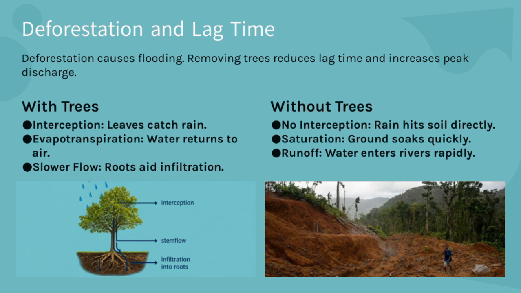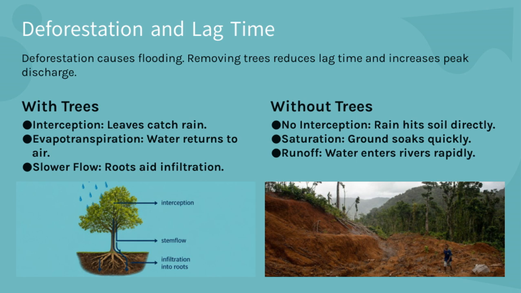Trees help reduce flood risk in several ways. First, they provide interception. This means leaves and branches catch some rainfall before it reaches the ground. Some of this water may later evaporate back into the atmosphere. Second, trees support evapotranspiration. This is when water is transferred from the land and plants back into the air. Third, tree roots help improve the soil structure. Roots create spaces in the soil, allowing more water to infiltrate. This means less water runs straight over the surface.